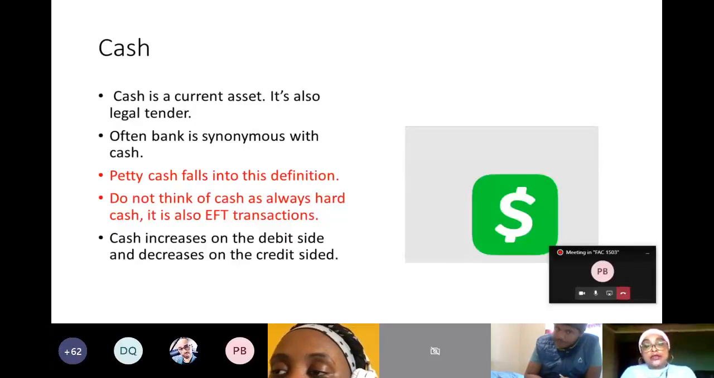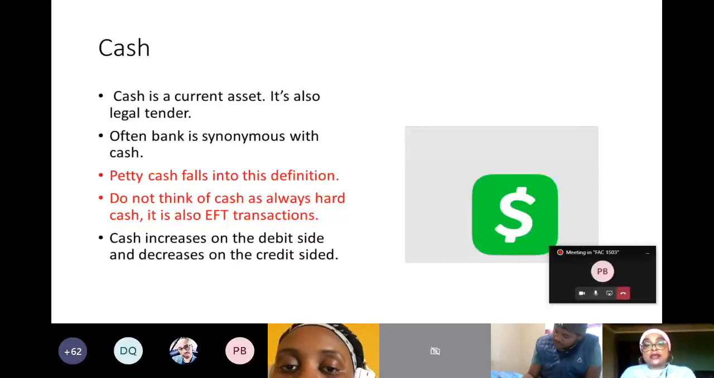So petty cash also falls into this definition. Don't always think of cash as hard cash. It's also EFT transactions. Cash also increases on the debit side and decreases on the credit side.